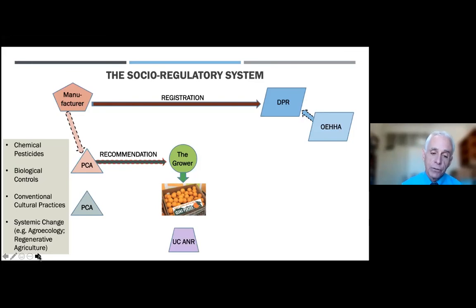We also have another player here, the University of California Agricultural and Natural Resources Program. They act as a consultant of sorts to both PCAs and to growers. UCANR does education, research, and demonstration about various pest management strategies. And they're also instrumental in the development and research regarding integrated pest management as an approach to pest management. All right, so we have all those folks.